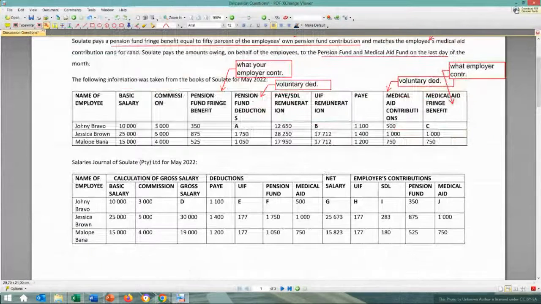Then part D, now they want to know what is your gross salary. Now remember, our gross salary is your basic plus your commission. It's everything before that line item will be added together. So I'm just going to highlight it like this. So based on that, what is our gross salary? So what is D? So what do you think is the value of D?